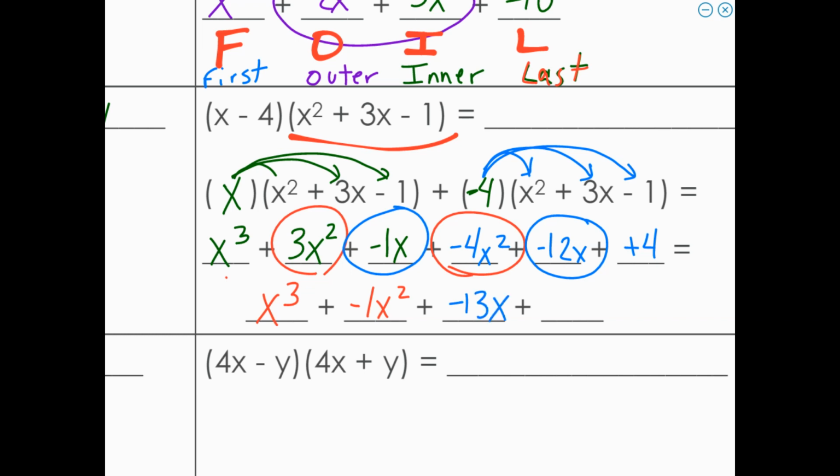And then plus 4. Now when I write my final answer, I don't want all of these plus minus things going on here. So when I rewrite it, I'm going to write x cubed minus x squared minus 13x plus 4.